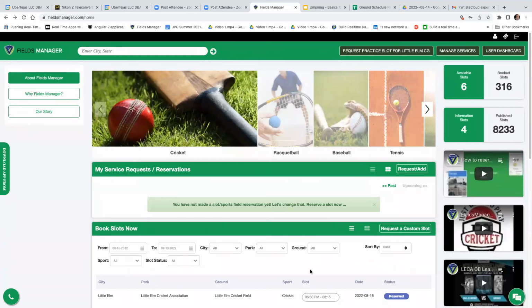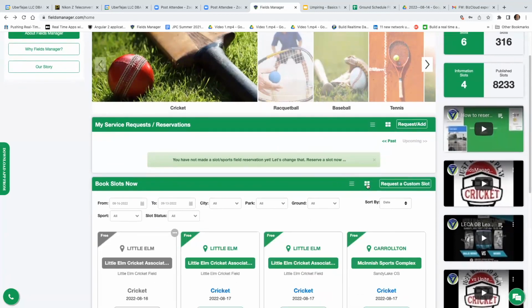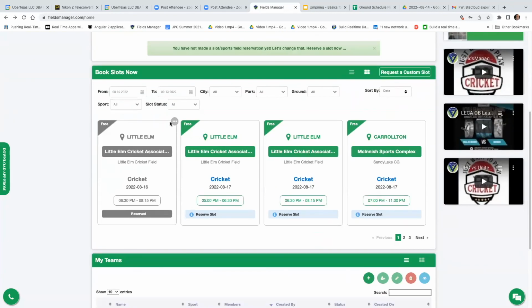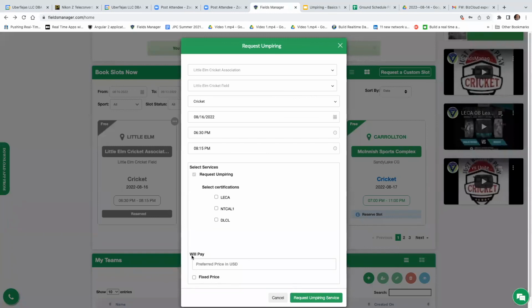You can go to any slot out there. I can pick any slot and request umpiring. What happens when I do that? It will do it. But you can put a fill play and click the fixed price on this one, and that's it. And nobody else can change the price. Anybody who wants to bid on it will have to pay you that much money. That's what it amounts to, if that makes sense.